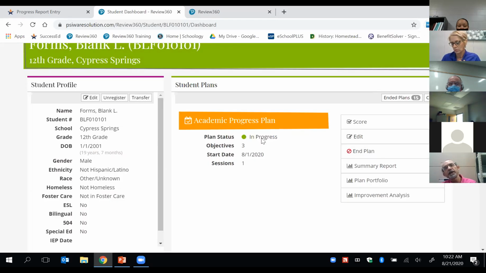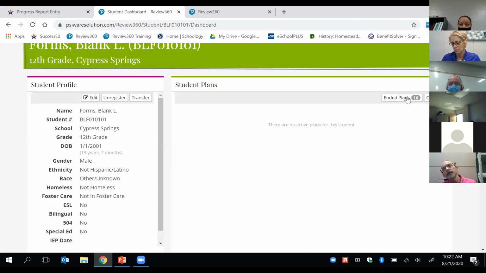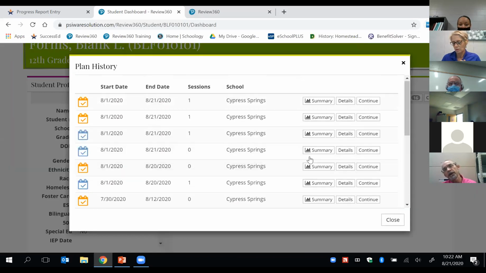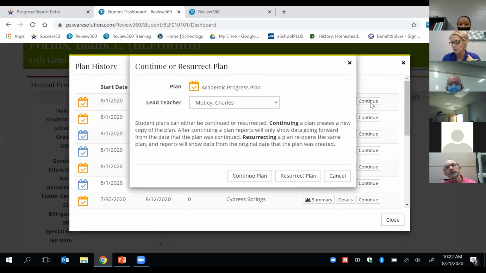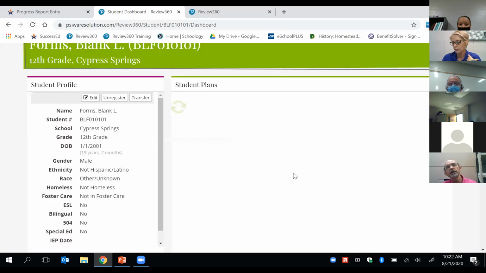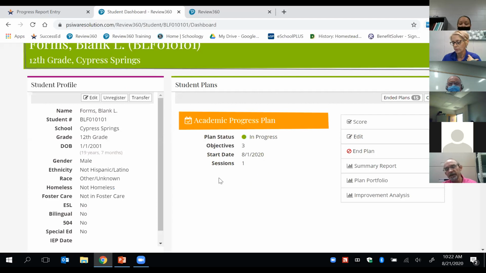And as I end the academic plan, it now says 16. So all of the plans that I've ended on this student, they're all archived right here. They can always be retrieved at any time. Some of these plans can even be brought back. So for example, right now, I'm going to go in and continue this, resurrect the plan, and I've just brought that plan back as if it had never been ended.